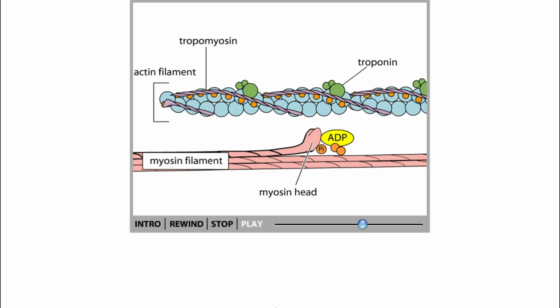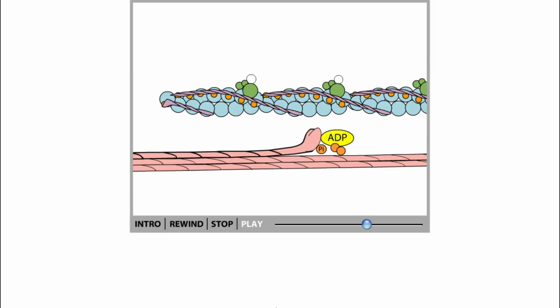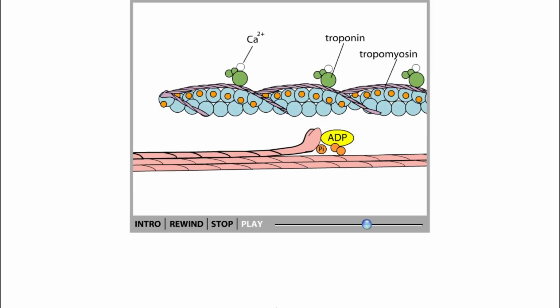After the sarcoplasmic reticulum has released calcium, the calcium ions bind to molecules of troponin. Upon binding, troponin shifts position and pulls the tropomyosin molecule aside. When tropomyosin moves, it exposes a myosin binding site on each of the actin subunits of the actin filament. The neighboring myosin heads can now bind to the actin filament.